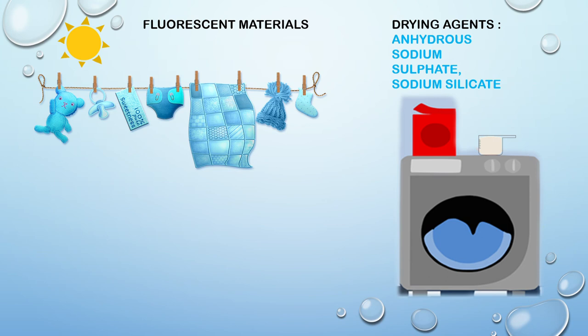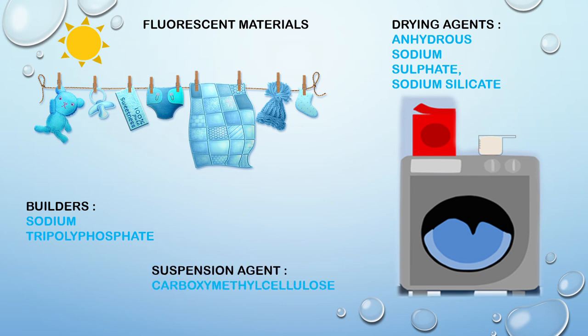Besides this, builders such as sodium tripolyphosphate enhance the cleaning of detergent by softening the water. Last but not least, suspension agents such as carboxymethyl cellulose in detergents prevent dirt particles from redepositing onto the clean clothes.